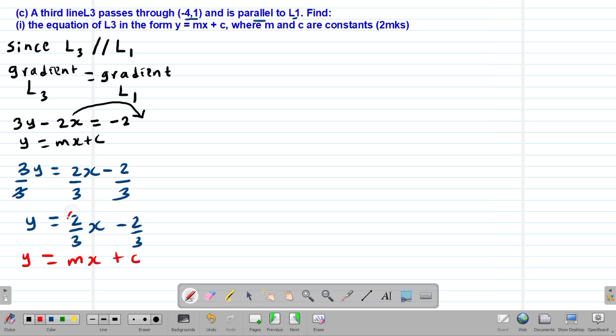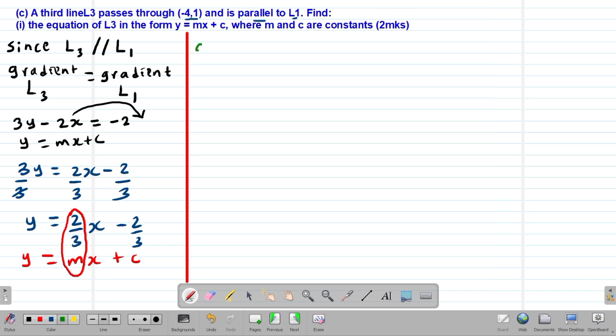So clearly you can see that the gradient for L1, that is the initial line, was actually positive 2 over 3. So because L1 is parallel to L3, it also implies that the gradient for L3 will still be 2 over 3.